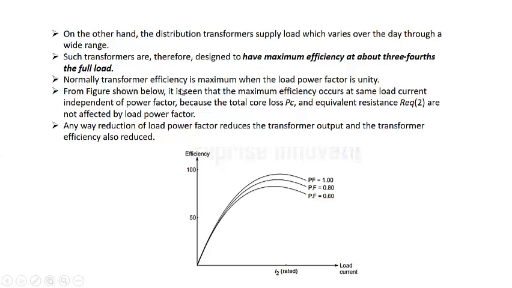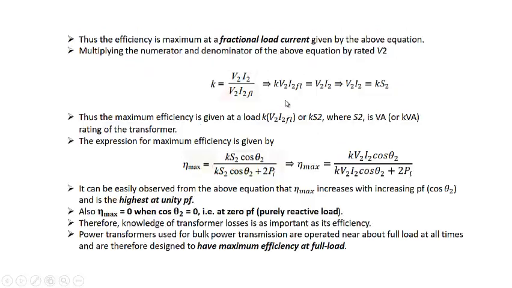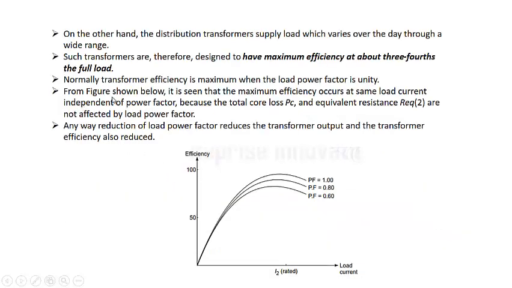Normally, transformer efficiency is maximum when the load power factor is unity. That we have already seen from here, because when cos theta reduces, this also will reduce. From the figure shown below, it is seen that maximum efficiency occurs at the same load current, independent of the power factor. That is at this point.